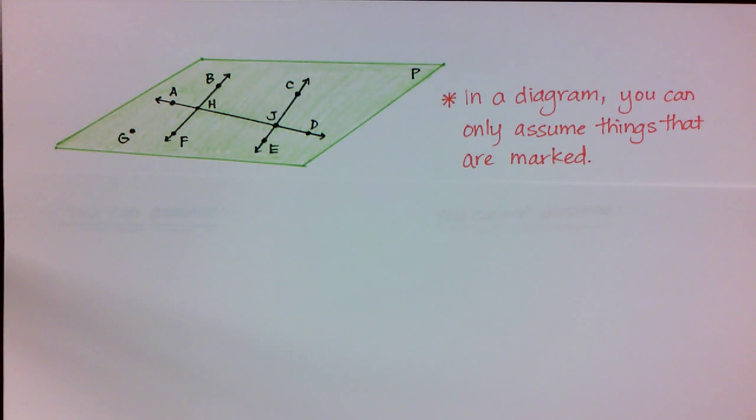For instance, I can only assume that two line segments are congruent if there's markings to show that. Or I can only assume that two angles are congruent if there's markings to express that. So why don't we go over, on this diagram, things that we can assume, and list those different things out. Looking here, there's so many things that I can assume.